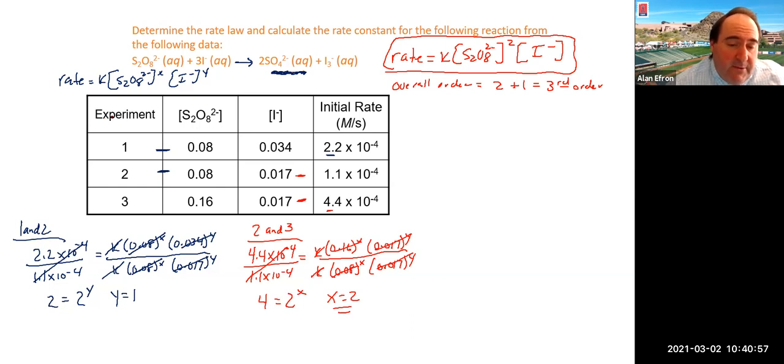And the last thing that we could do now that we have the orders for everybody is go back to our table. We could choose any entry we want. Again, I'll choose the first one. And we could actually solve for K.